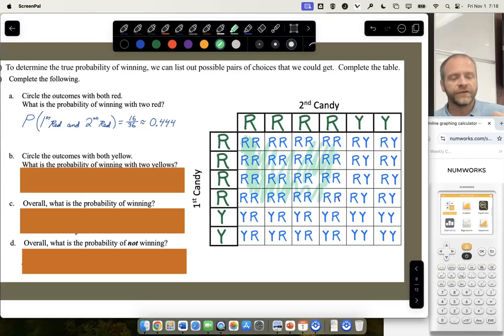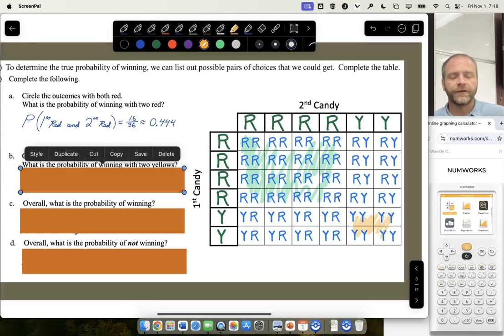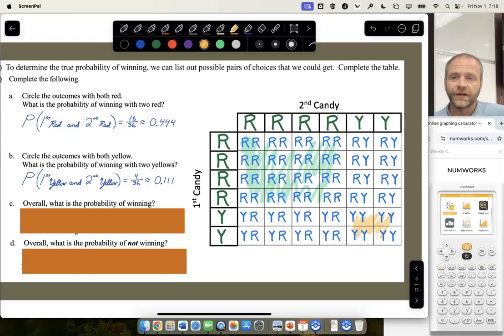How many with 2 yellows? We already talked about that. That would be 4 out of the 36. So the probability of the first being yellow and the second being yellow is 4 out of 36, 0.111. What is the overall probability? I've already counted that. That was the first thing I did. We had 16 and we had 4, that was 20.